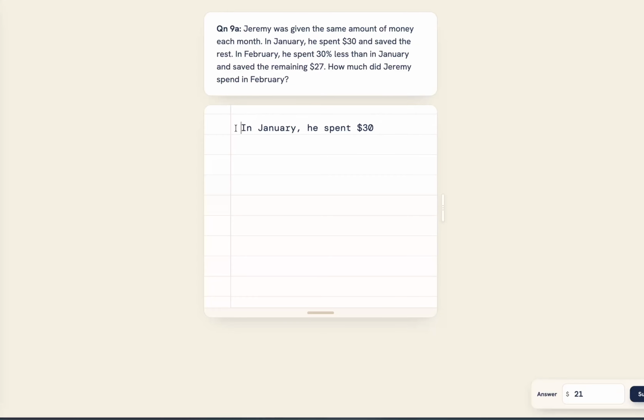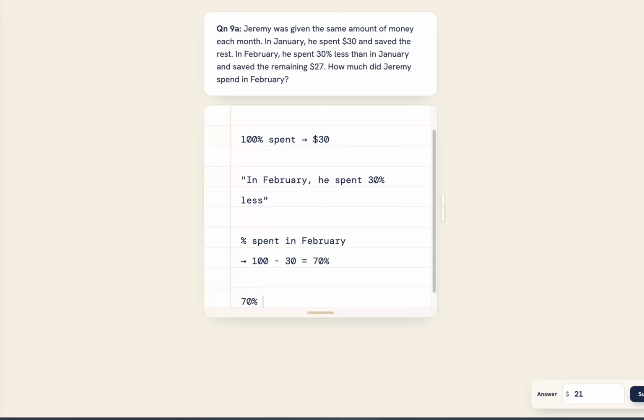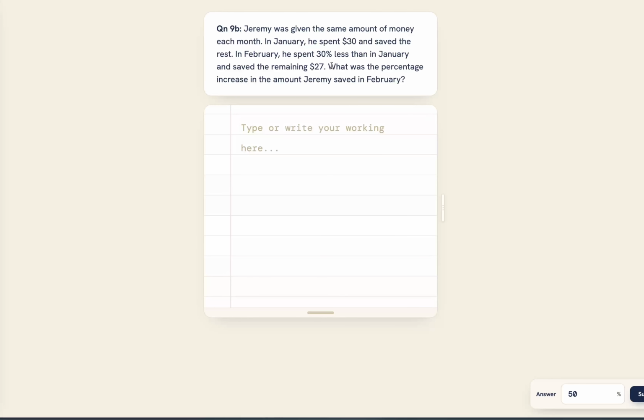So from the question, in January, he spent $30. So that means 100% spent equal to $30. Then February, he spent 30% less, which means percentage spent in February is equal to 100 minus 30 equal to 70%. Therefore, 70% spent, which is February, is equal to 30 divided by 100 times 70, and this will be $21.